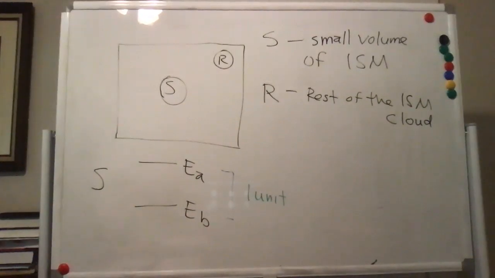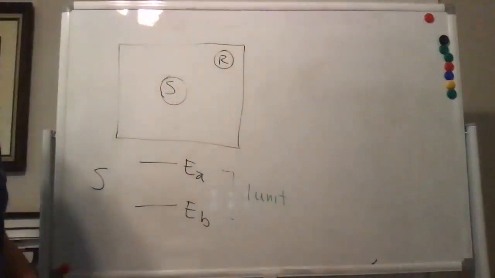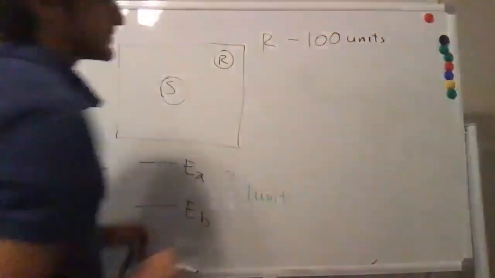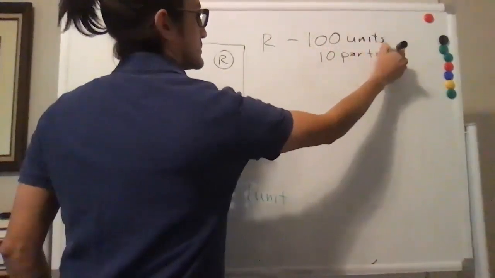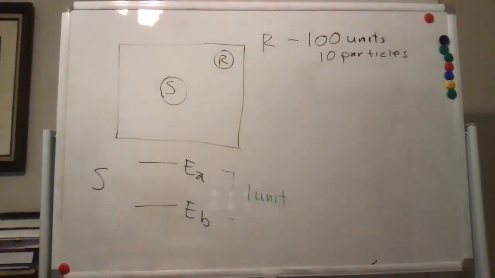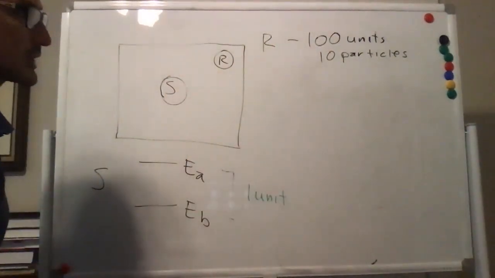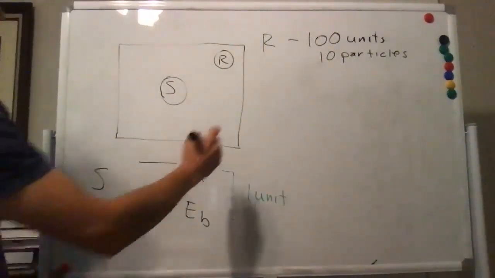And let's say that R has 100 units. And the number doesn't matter that much as long as it is, you know, much more than S. So assume that R has 10 particles. In how many ways can the cloud, the reservoir, arrange these 100 units of energy in its 10 particles?